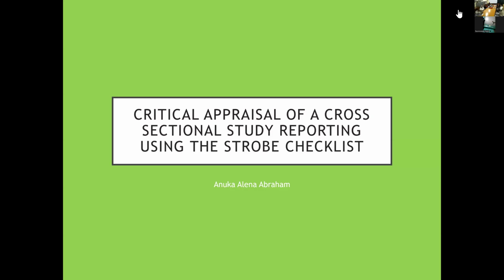So previously we have had one session on using the CASP questionnaire, but we also have the STROBE checklist, which is a reporting checklist for any cross-sectional study, which is for observational studies. But there is one specific for cross-sectional study, which is a slight modification. And for all the observational studies, there are minor modifications for each one of those observational study designs. So Dr. Anuka will be going through one such paper using the STROBE checklist for a cross-sectional study.